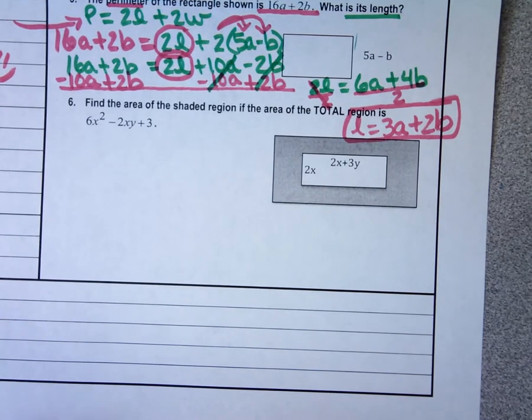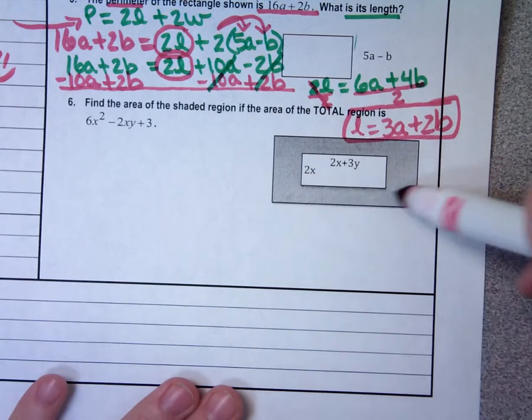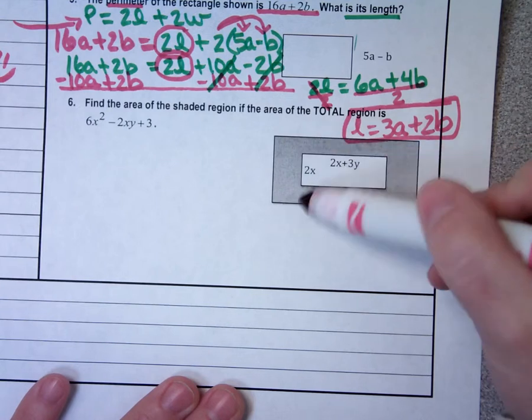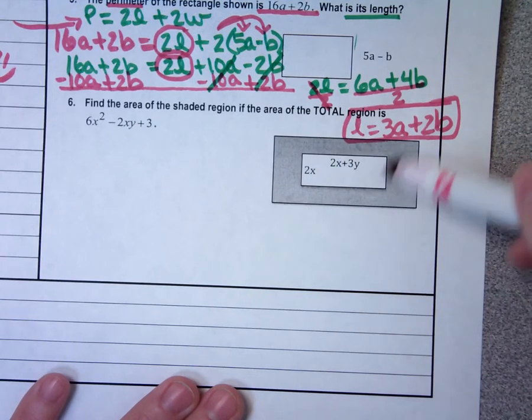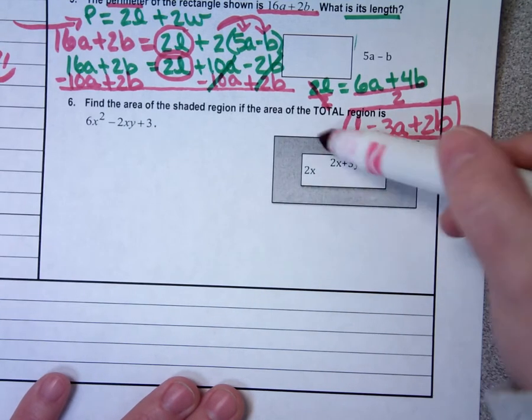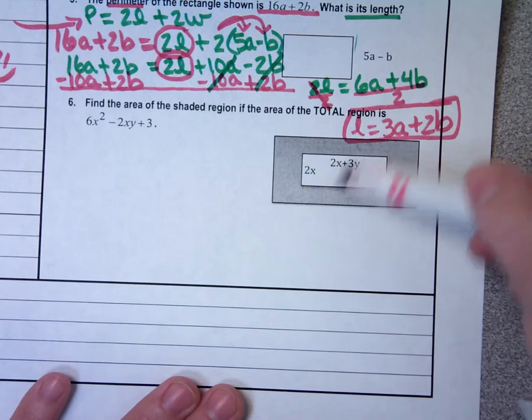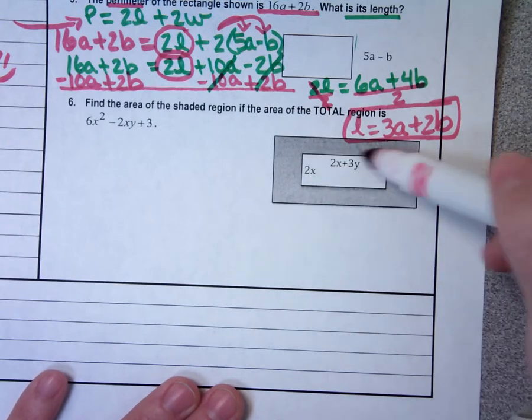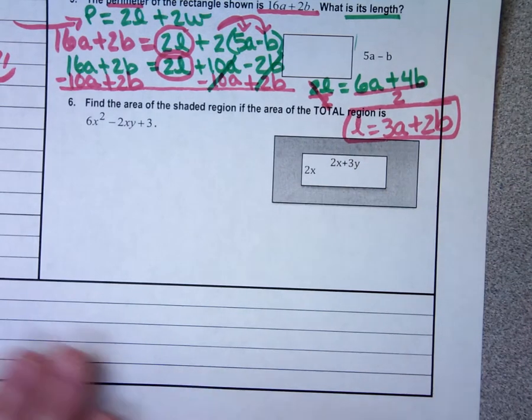Okay, number 6 says find the area of the shaded region if the area of the total region is 6x squared minus 2xy plus 3. So if I wanted to find just the area of this shaded region, the way I would do that is find the area of all of this whole big rectangle. But that's too much area, so then I'd have to subtract the inside one that doesn't have shading at all. So that's my game plan.